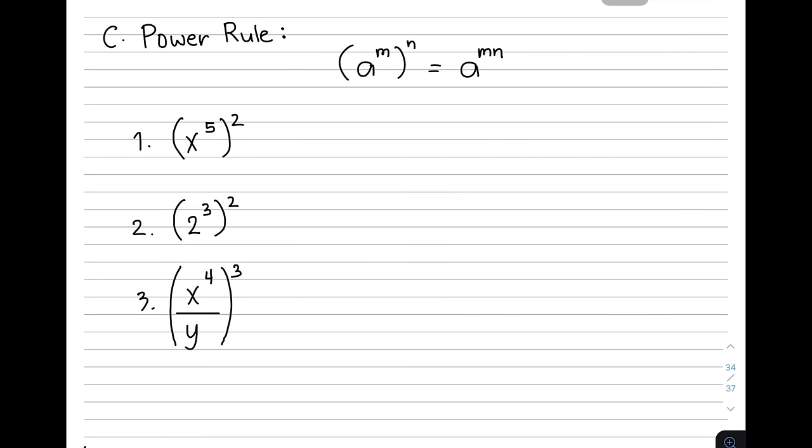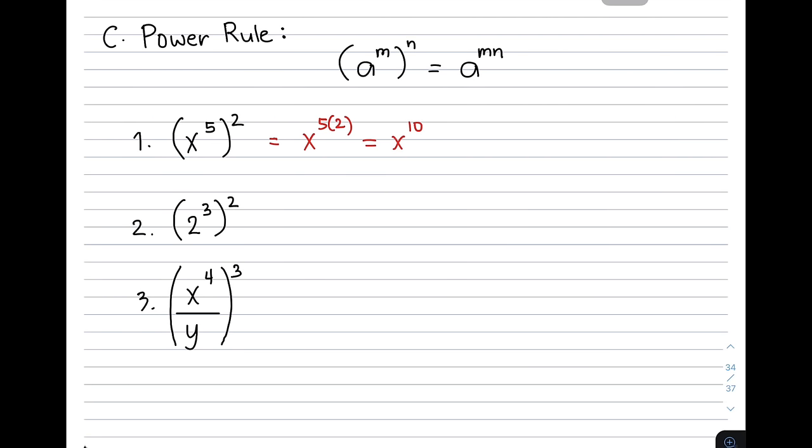We have here x raised to 5 raised to 2. So paano ba natin ginagawa yan? Gawin mo lang naman dito is copy your x as the base and then simply 5 times 2 and that will give you x raised to 10. That's it for item number 1.